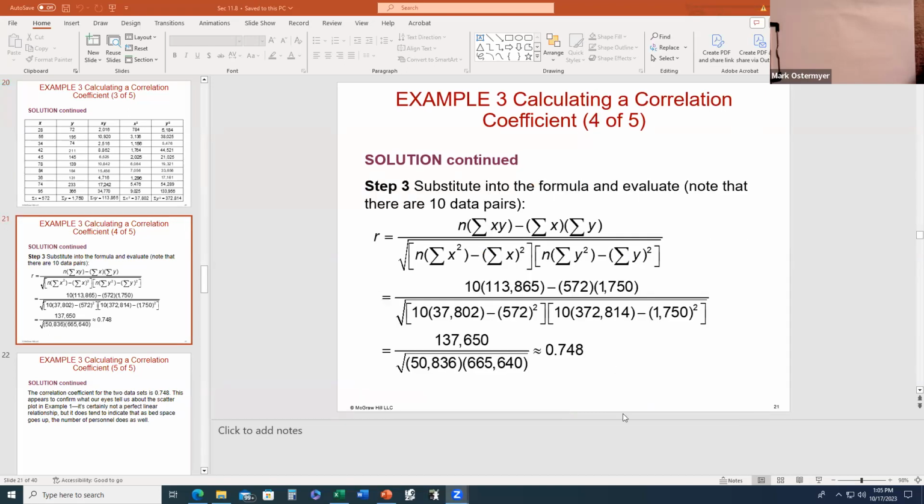All right, so therefore, in for the sum of the x squared values, they put that 37,802. And in for the square of the sum of the x values, they put the square of 572 down here. And notice the sum of the y squared values is not the same as the square of the sum of the y values. They're different numbers. I want you to get on your calculator, whatever machine you got, and see if you can dial this up. Can you get this 0.748?